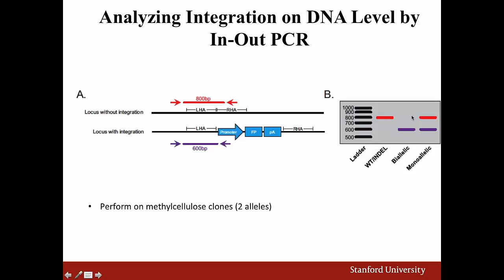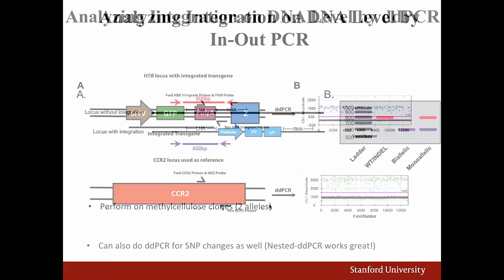And so this is what a representative gel would look like. This is what a wild type or indel, one that didn't have HR, clone would look like. This would be a biallelic because it didn't amplify the wild type locus, and then this would be a monoallelic clone. So it's also a good way to look at your monoallelic rates.